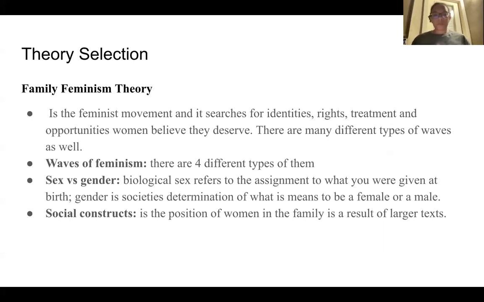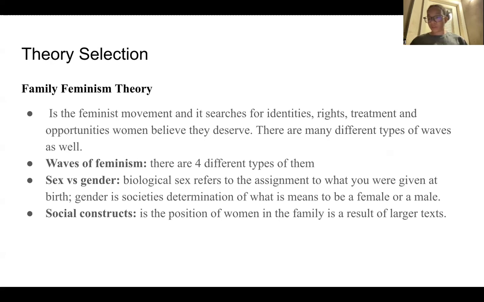there's the feminist movement, and it searches for identities, rights, treatment, and opportunities for women, what they believe they deserve. There are many different types of waves as well. The waves of feminism, there's four types. The first wave is primarily focused on the right to vote. The second wave is the modern feminist movement, which is inspired by the civil rights movement and Vietnam War protests.